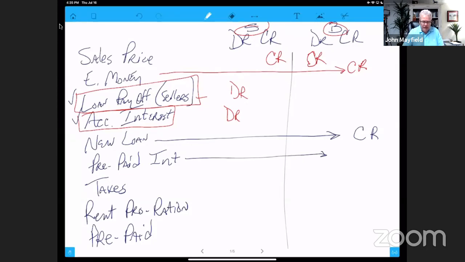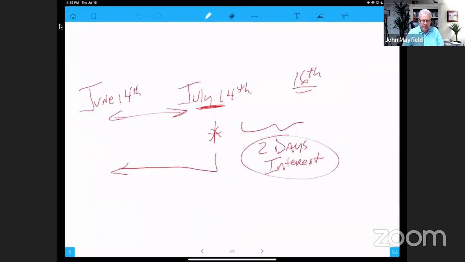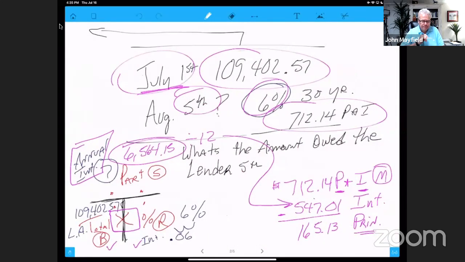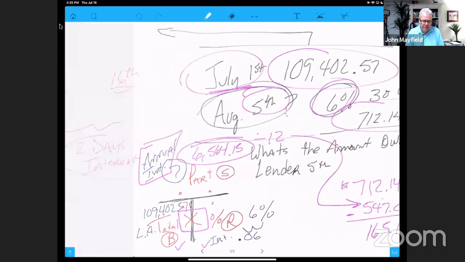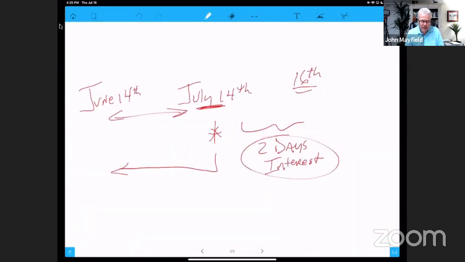So let's go back to this problem here. If we were closing on August the 5th, what they're going to have the buyer do is, or we could go back to this problem. Remember, I paid my payment on the 14th. We're closing on the 16th. I, as a seller, owe 2 days of interest.